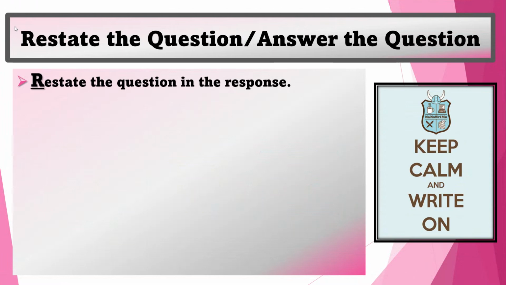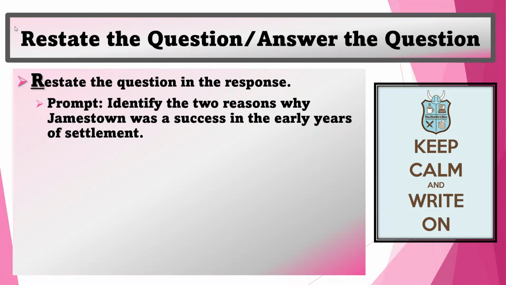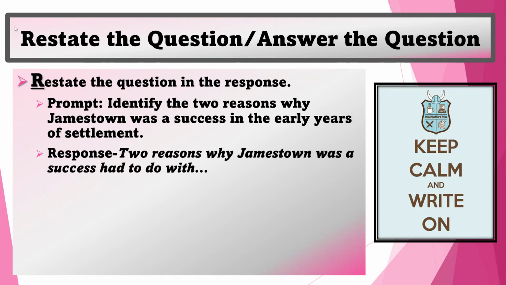Okay, let's look at an example, and it's the same one we used in class. Identify the two reasons why Jamestown was a success in the early years of settlement. Let's get the R out of the way. Two reasons why Jamestown was a success had to do with, well, what's the answer? Now, I'm asking for two specific reasons.